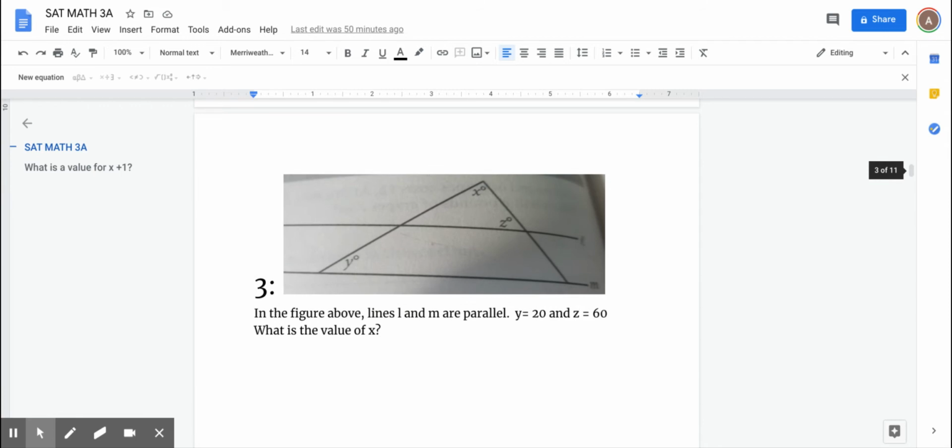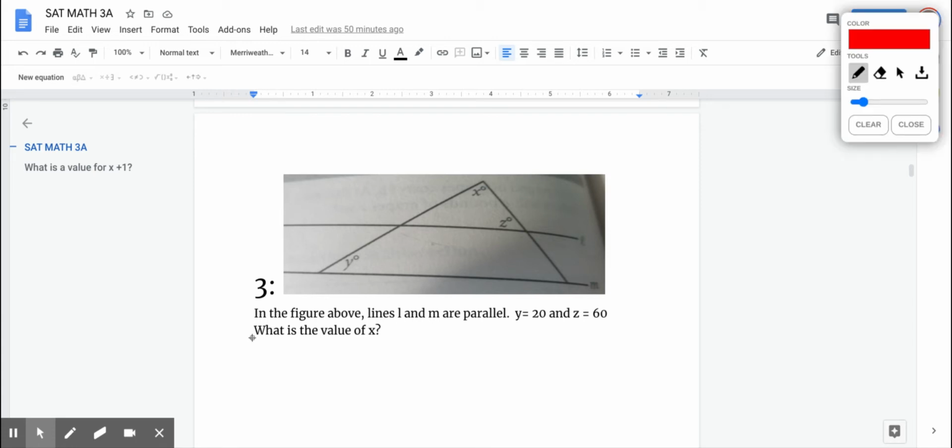All right, so in this problem here, in the figure above, we have 2 parallel lines, and they give us the degrees. So let's put that down. We're saying that y is 20 degrees, so there's our 20. We're saying z right here is 60, and let's find x. So remember, when you have 2 parallel lines crossed by a transversal, this line here, the line that's cutting the 2 parallel lines is the transversal, you have interior angles now.